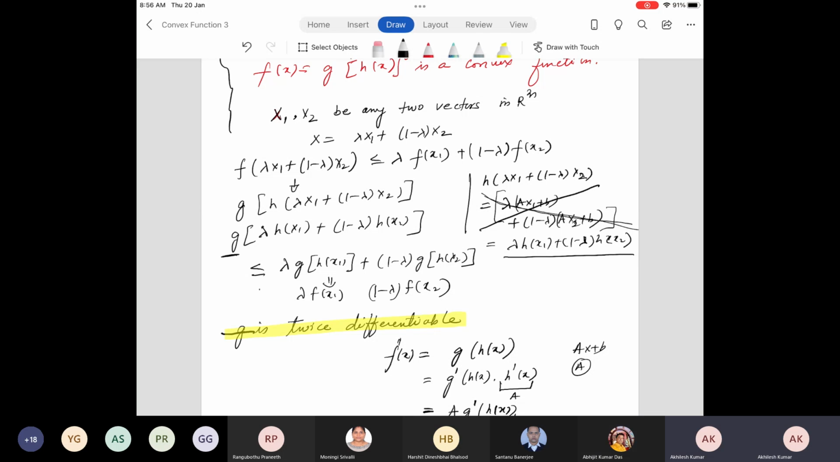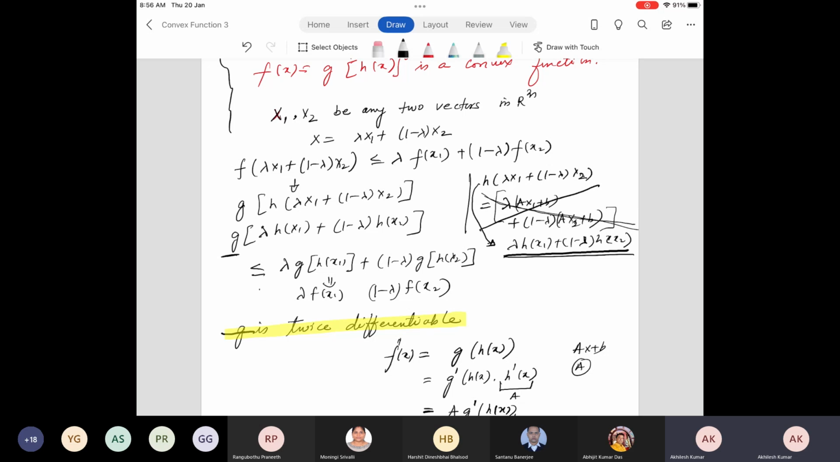Okay, let me just forget about it. It is of the form ax1 plus b. Let's say h of lambda x1 plus 1 minus lambda x2. Can I write it like lambda hx1 plus 1 minus lambda hx2? Who was this? Praneeth, you were asking this question? No, Harshit, sir. Harshit, can I write this h of lambda x1 plus this part? That's what I'm not able to get.